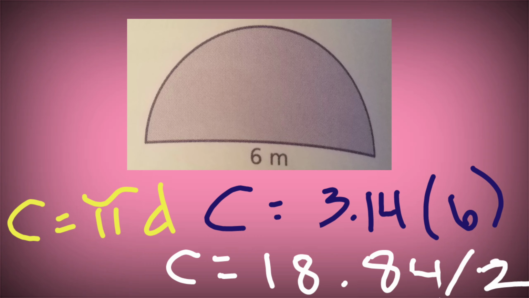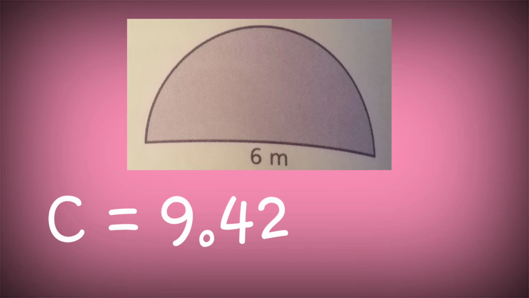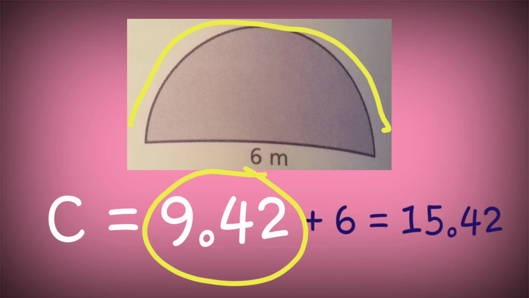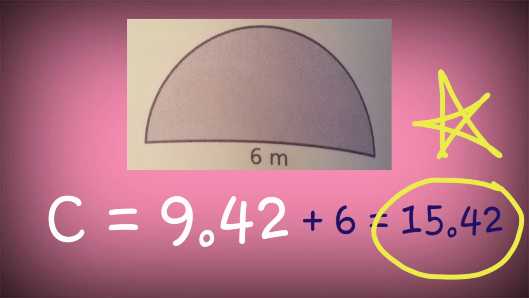The last step is to divide your circumference by 2, because we found the circumference for the entire circle, and our figure right here is only a half circle. And that's it! We found the circumference of our half circle, and it is 9.42. Oh, right, one last step. Now that we know the circumference of the half circle, we need to add on the 6 meters that's left at the bottom. So 9.42 plus 6 equals 15.42 meters. That's your total perimeter.